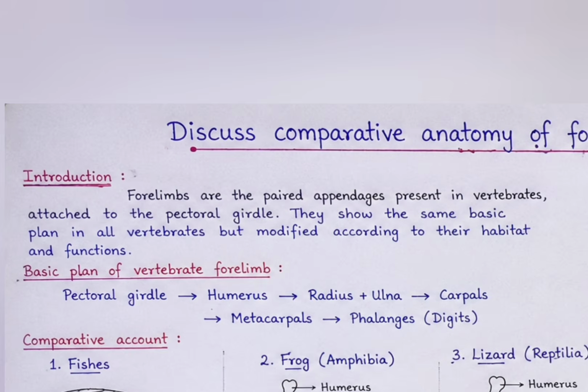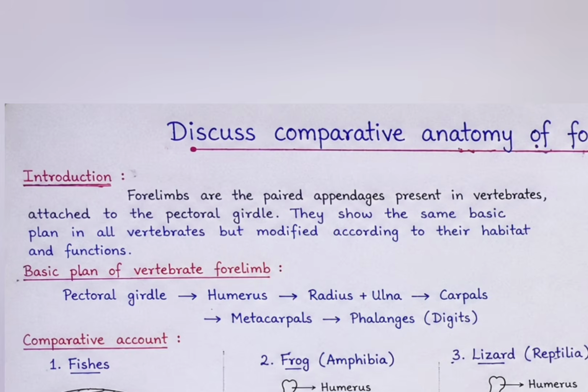For the introduction, we have to see the definition of the forelimbs in vertebrates. Forelimbs are the paired appendages present in vertebrates, attached to the pectoral girdle. They show the same basic plan in all vertebrates but are modified according to their habitat and function.